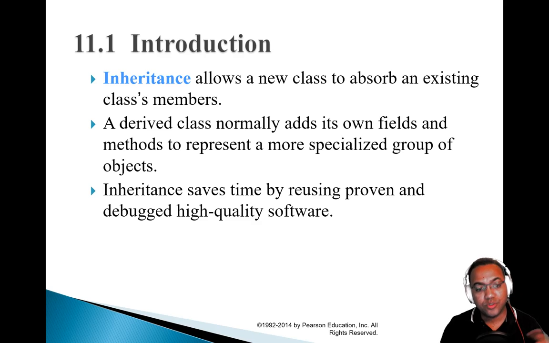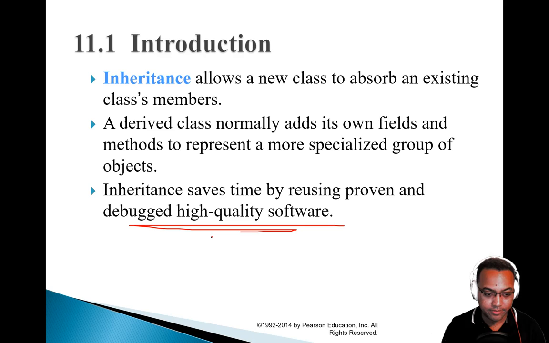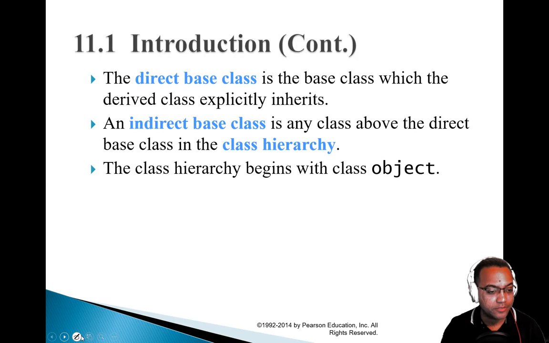So inheritance allows a new class to absorb an existing class's members. I'm going to say that again because that's really the base foundational premise of inheritance. Inheritance allows a new class to absorb an existing class's members. A derived class normally adds its own fields and methods to represent a more specialized group of objects. Inheritance saves time by reusing proven and debugged high-quality software. This is a bit much. Inheritance does save time. It does reuse code. The proven and debugged high-quality software, I think, is hyperbole, but that's just me.